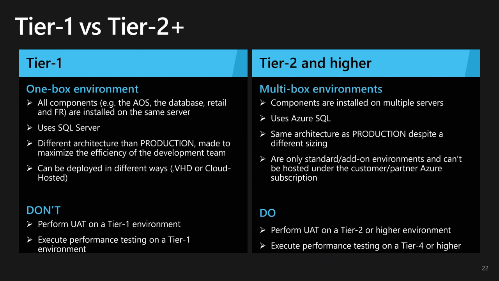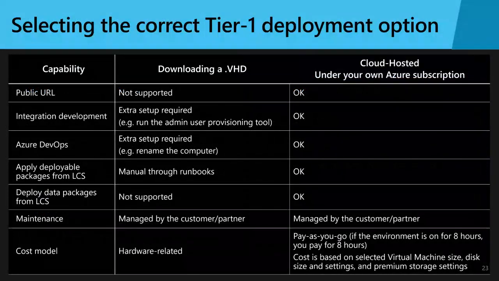And tier 1 has all the components in one box because the main purpose is to maximize the efficiency for the developer. And tier 1 has two different ways to deploy. You can choose either to host tier 1 in your own Azure subscription as a cloud-hosted environment, or you can download the VHD to host as tier 1 locally or in your data center. Okay, next, let's compare the two different deployment options for tier 1.